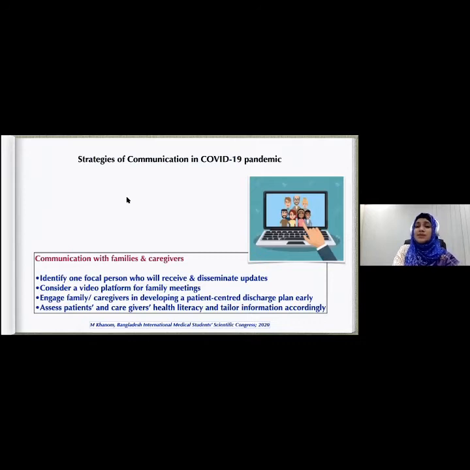Communication with the families and caregivers. This is very important. We should identify one focal person who will receive and disseminate the updates. Consider a video platform for family meetings. We can engage the family and caregivers in developing a patient-centered discharge plan early. And we should assess the patients' and caregivers' health literacy and tailor the information accordingly.